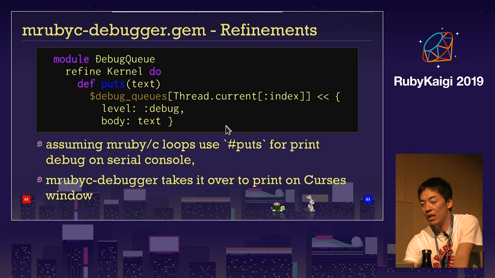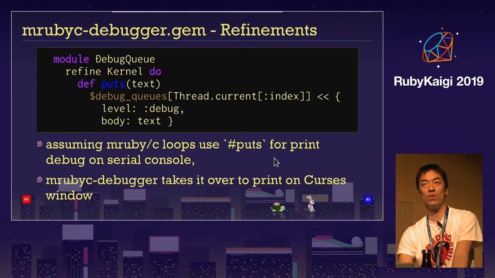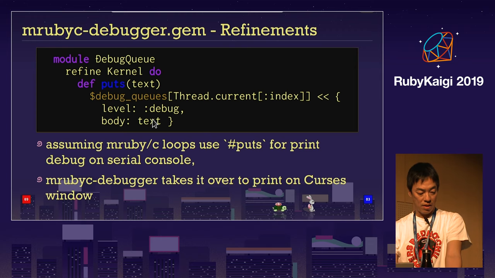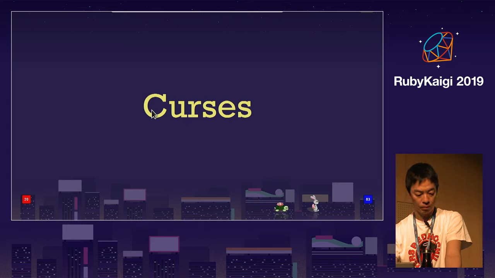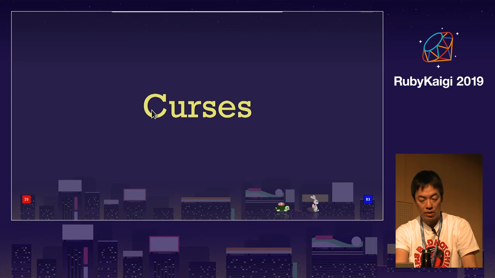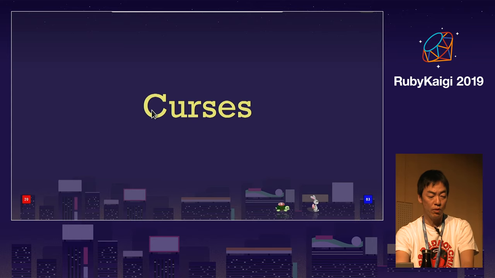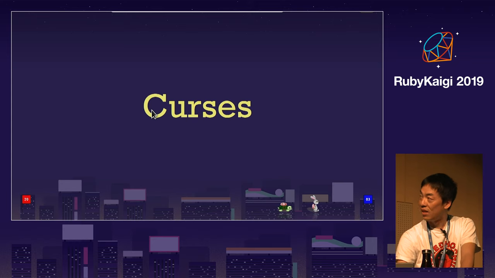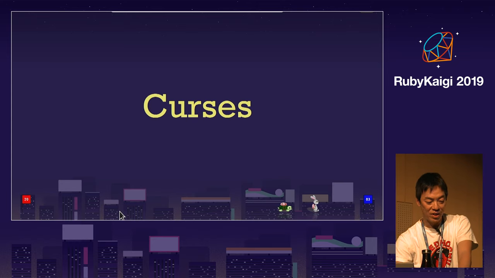It is assuming the mrubyc loop uses the puts method for printing debug on the serial console. mrubyc-debugger takes it over to print on the curses window. This module, debug queue, will be injected into the test case internally. That's why it works. And curses. Curses is a library for terminal control. The Ruby binding for curses used to be a standard library of Ruby, but now it is a RubyGem. Shugo Maeda-san is the maintainer of the library, and he'll talk about curses this afternoon. I must check it out. And you should. He's also the creator of refinements, so great.